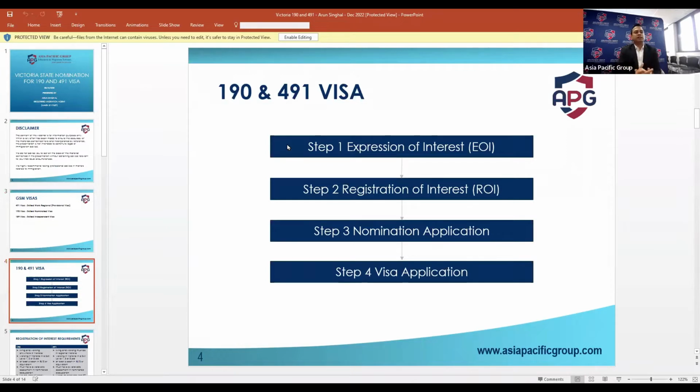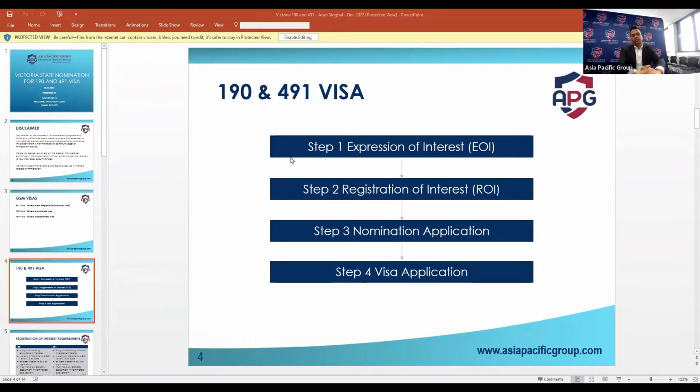So what are the steps for the 491 visa? Both visas are pretty similar, except for where you are living in Victoria at the time of lodging the application, so the steps involve the same process. The first step is that we must lodge an expression of interest, also called EOI, with the immigration department. The second step is that we lodge a registration of interest with the Victorian government. If you are living in another state, you might be eligible to lodge a registration of interest in that state.